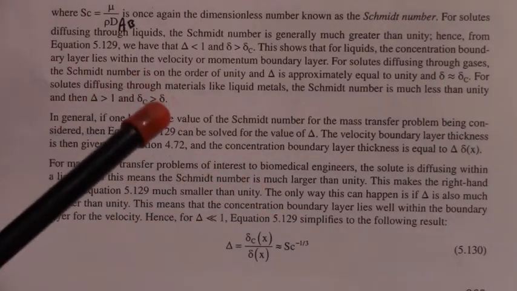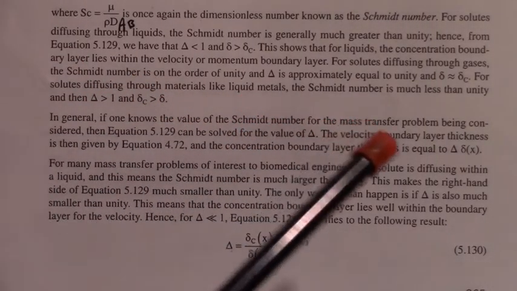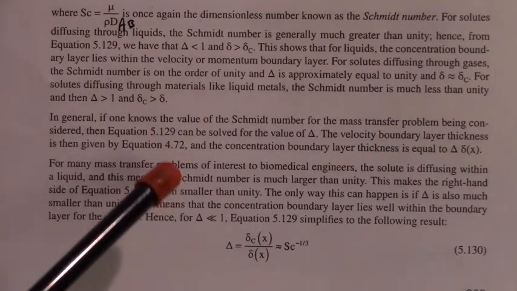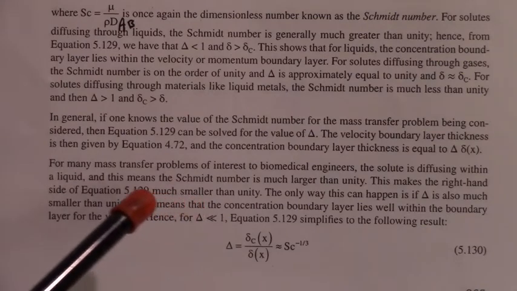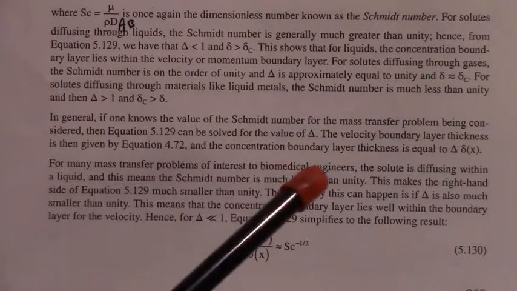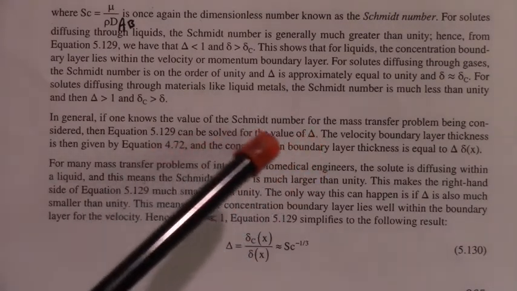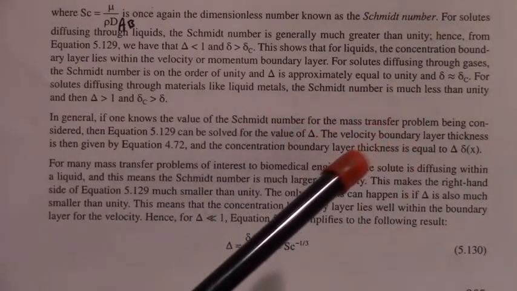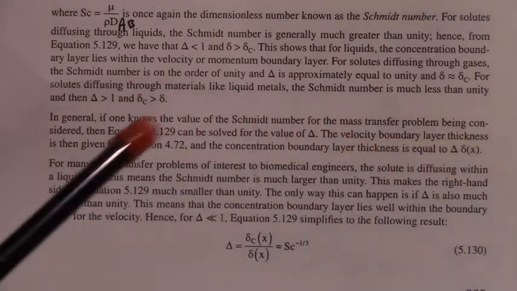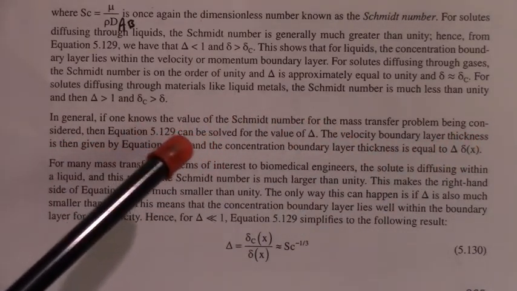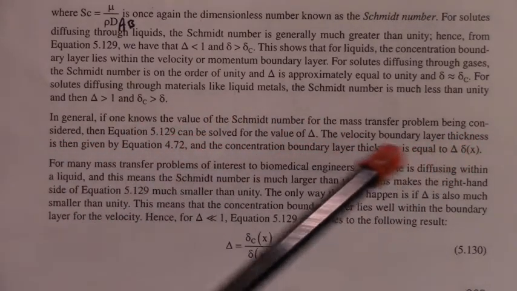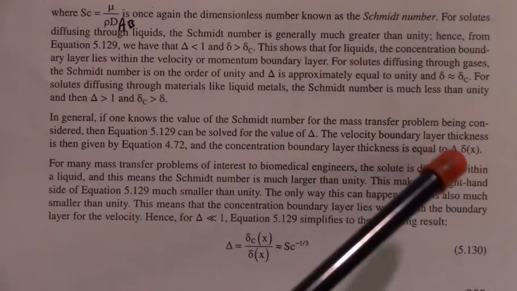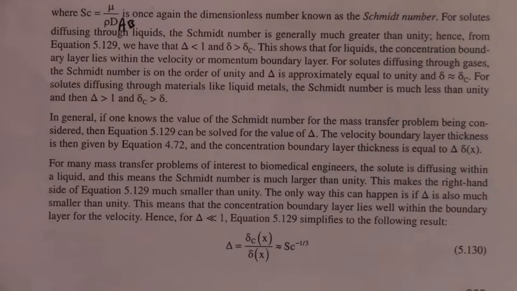So in general, if one knows the value of the Schmidt number for the mass transfer problem being considered, then equation 5(129) can be solved for the value of delta. Okay, and then knowing the value of delta, the velocity boundary layer thickness is then given by equation 472, and you can get the concentration boundary layer thickness by multiplying that value by your particular delta.